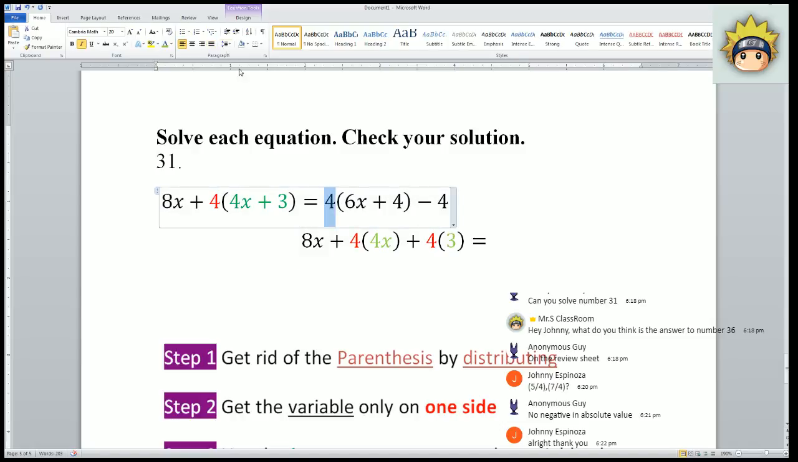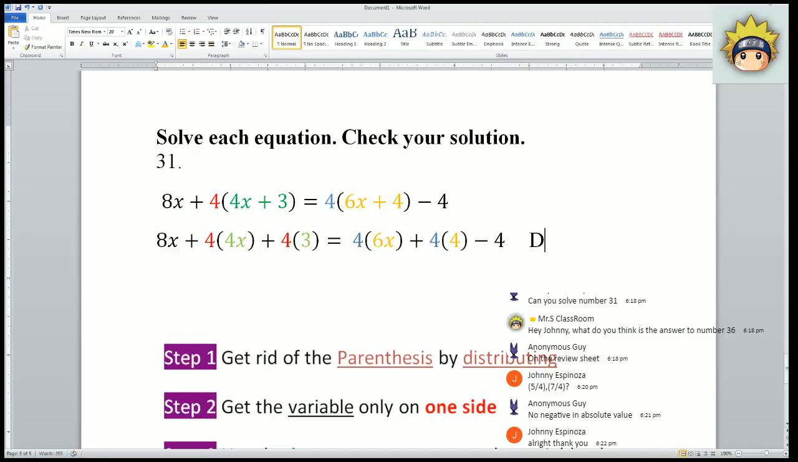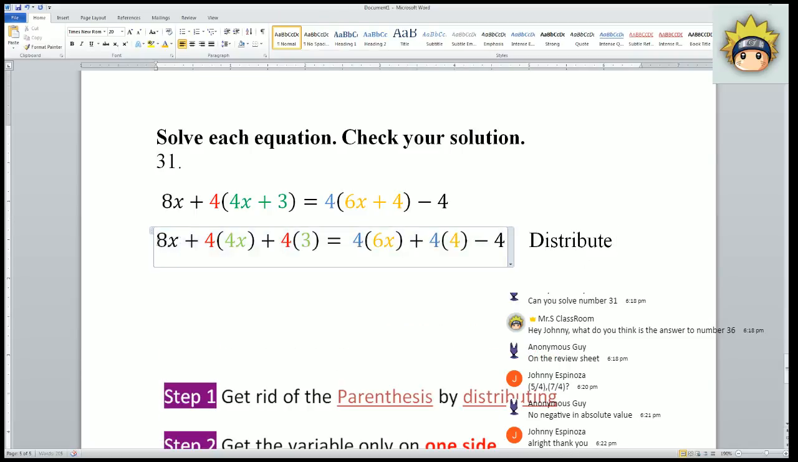Equals, let's make this blue, and hopefully we can make that yellow. I think you can see yellow. 4, 6x. Okay, that is yellow here. Make that blue. Plus 4 parentheses 4. That's just me distributing. Minus 4. So this is just me distributing here.